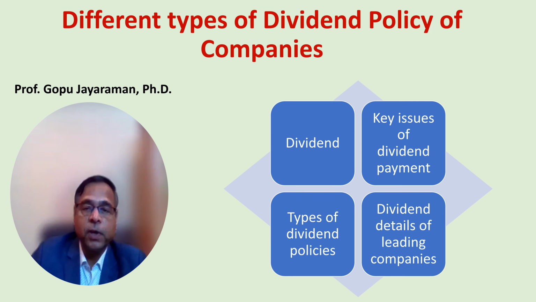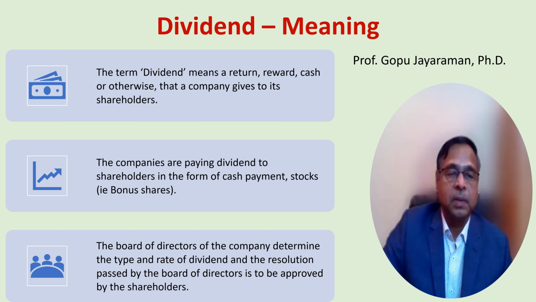The term dividend means a return, reward, cash or otherwise that a company gives to its shareholders. The company can pay dividend in the form of cash or stock, that is, stock dividend or bonus shares. The board of directors of the company determine the amount of dividend, the percentage of dividend to be paid to shareholders, and this decision should be approved by shareholders in the annual general meeting or special meeting.